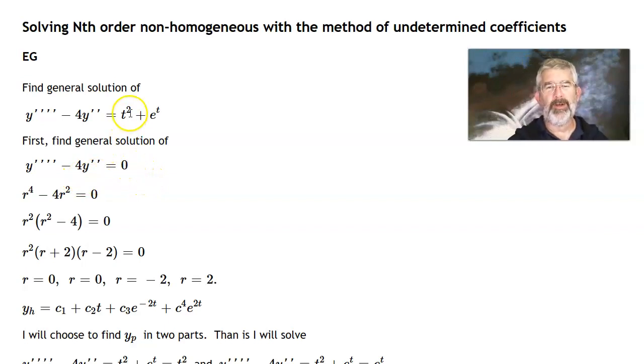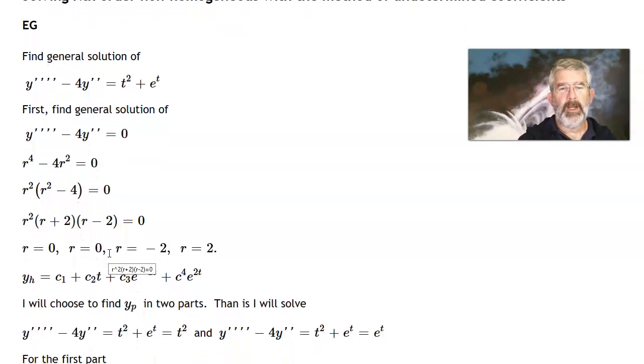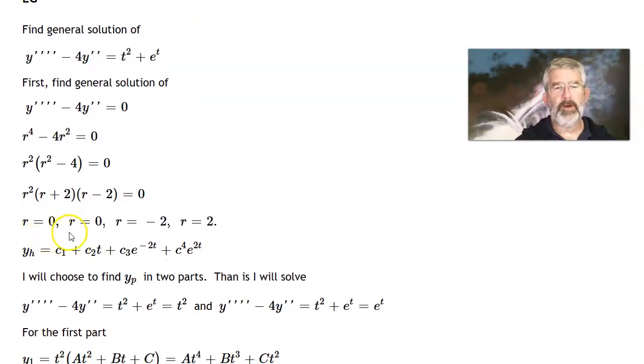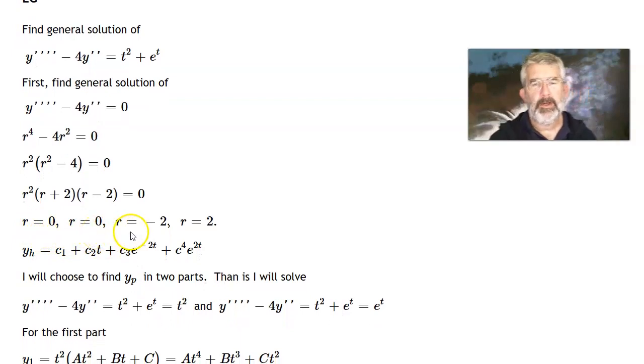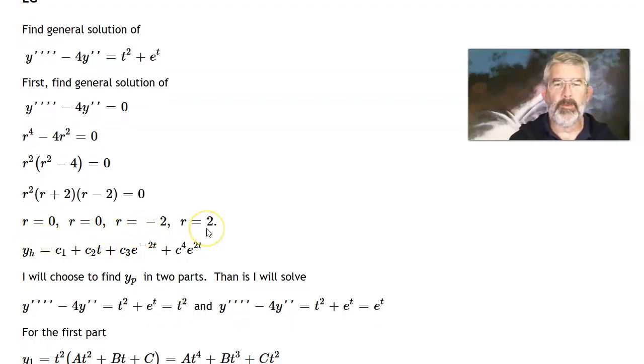So stick a 0 over here on the right hand side instead of whatever else was there. Now to do this, because we have constant coefficients, we're assuming that y equals e to the rt and plugging it in and ending up with this polynomial equation, r to the fourth minus 4r squared equals 0. Factoring that, you can factor out an r squared, and then r squared minus 4 is r plus 2 and r minus 2. So I have four solutions: r equals 0, r equals 0, r equals minus 2, and r equals 2.